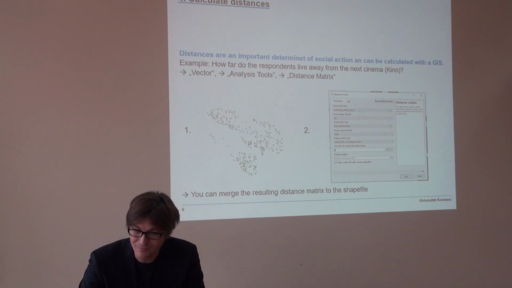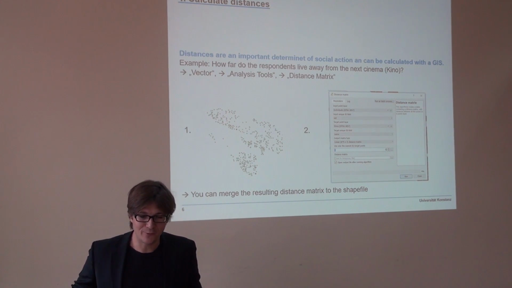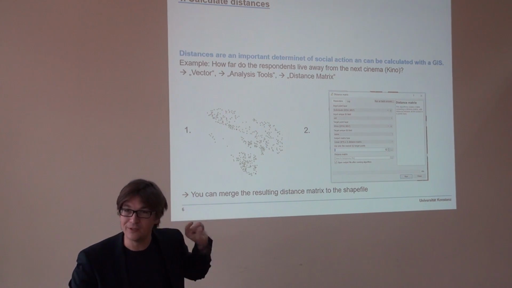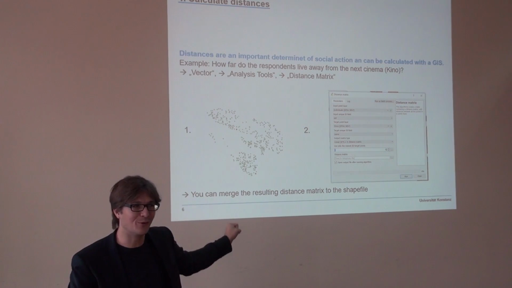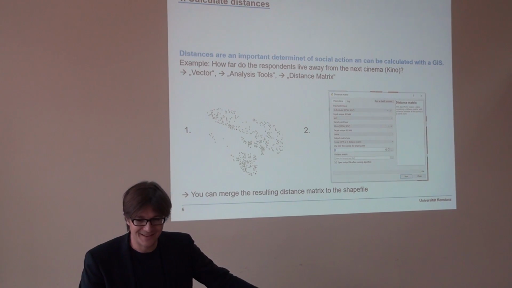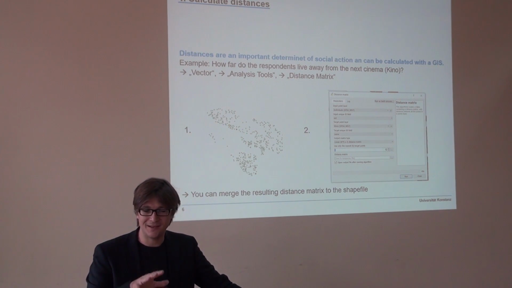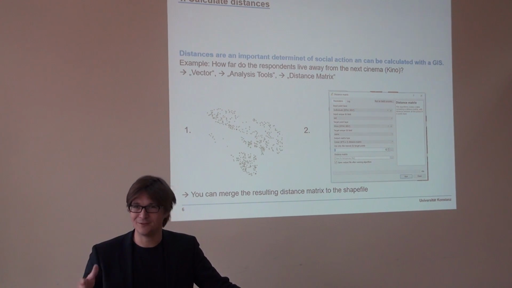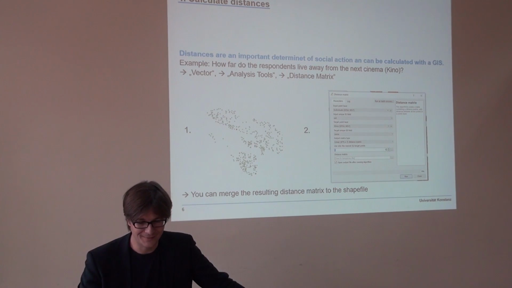For example, the example that we do now is how far do the respondents, these are all the yellow points, the respondents in Constance, how far do they live away from the next cinema? Cinema, German Kino.